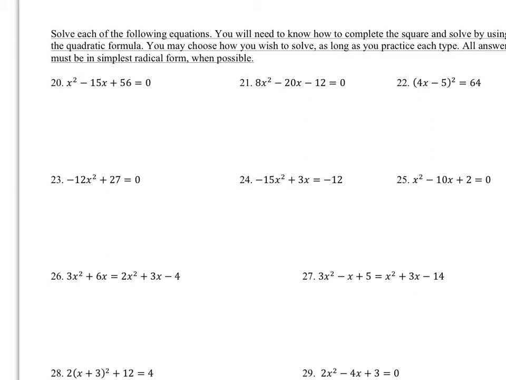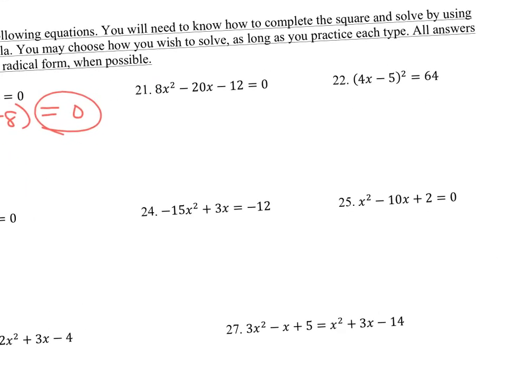So all right, if I look at this first one, I'm going to go ahead and factor it because it looks like, since x squared doesn't have a leading coefficient, I know it's probably going to be easy to factor as long as I can factor it. Factors of 56 are negative 7 and negative 8. I have this equal sign, which means I have to split it up. So x equals 7 and x equals 8. And I'm done.